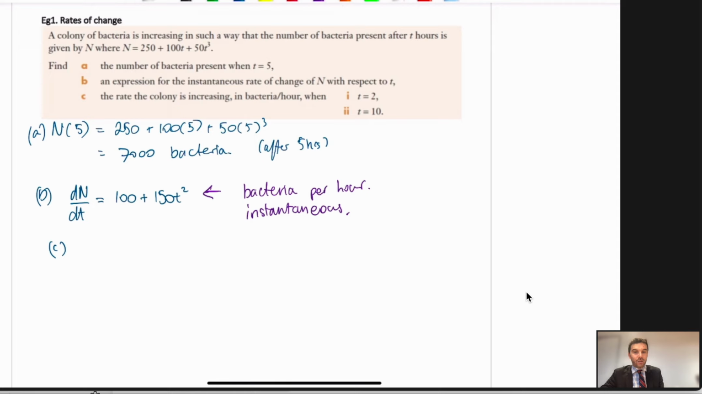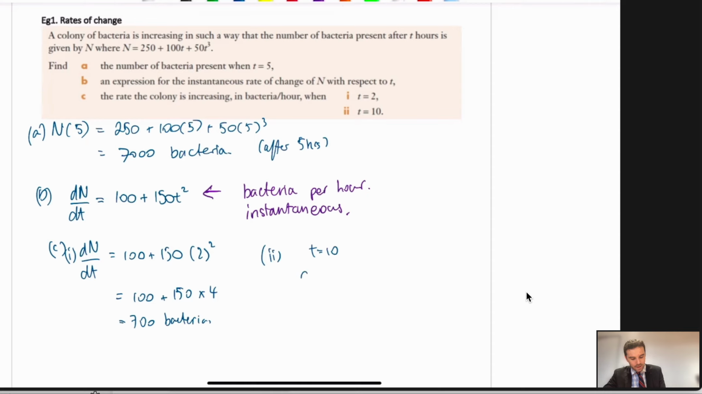The rate the colony is increasing. So we want to see whether the colony is increasing or decreasing when t is equal to 2. So we're going to plug in to this here. And out comes 700 bacteria per hour. And then, oh, this is part i, sorry. And when t is equal to 10, I'm just going to plug it in there. I think we know what we're doing here. It's 15,100 bacteria an hour.